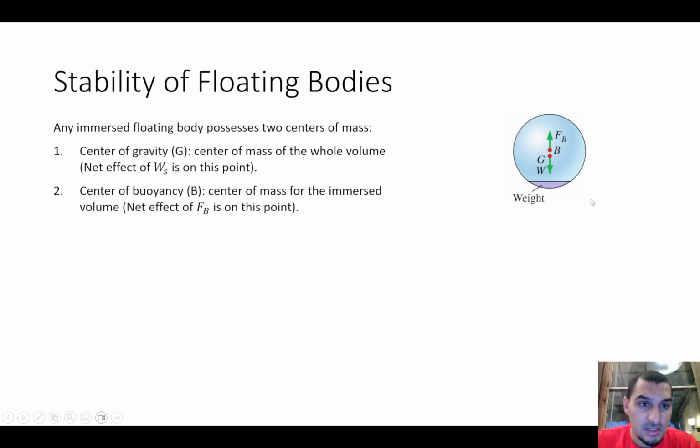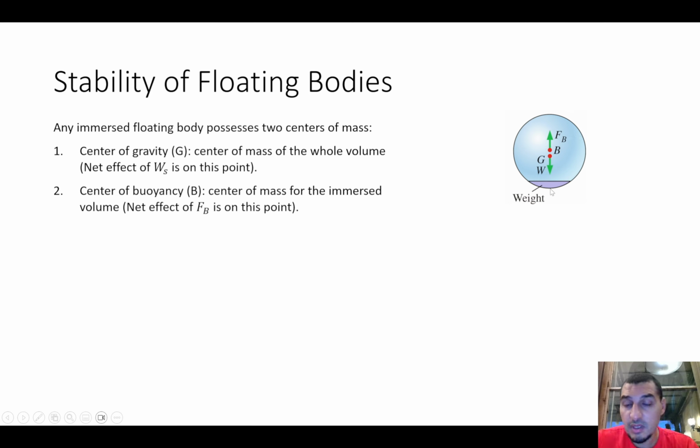So for instance, in this case, if you have a sphere like this, and there is a weight on one part of the sphere, then the center of mass will be shifted from the center towards this point or this direction. So this is the first point.